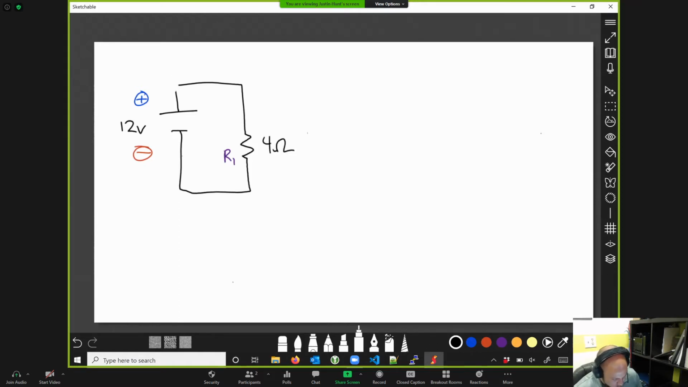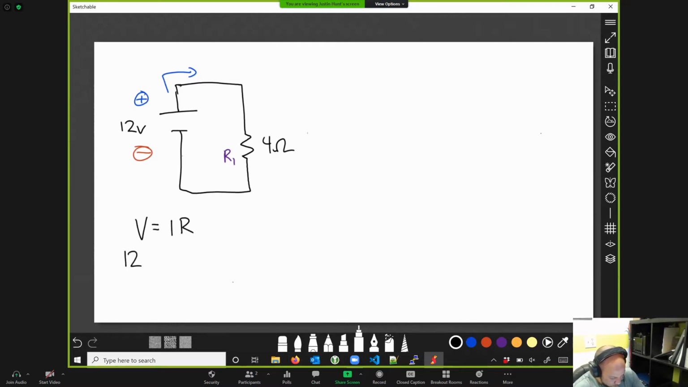So we've got our battery, 12 volts, and a resistor of 4 ohms, and we're trying to figure out how much current is flowing through our simple circuit. And you guys beat me to it. VIR is the formula we're going to use. V is equal to I times R. And let's do some quick substitution here.